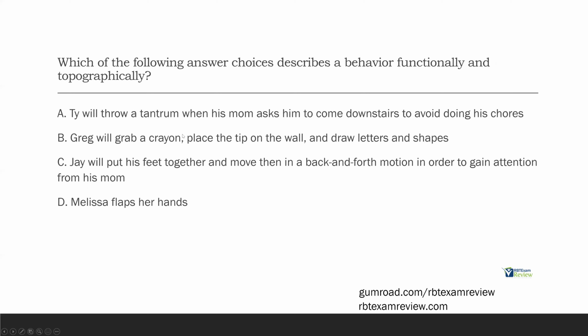Are we describing this topographically? No. Tantrum means a million different things to a million different people. This is not describing what it looks like. Okay, you're just labeling it. We need a description. What does that tantrum look like? We have the function part. We're missing the topographical part.